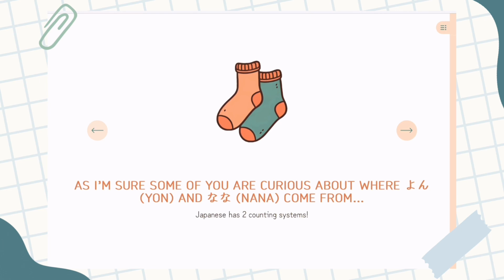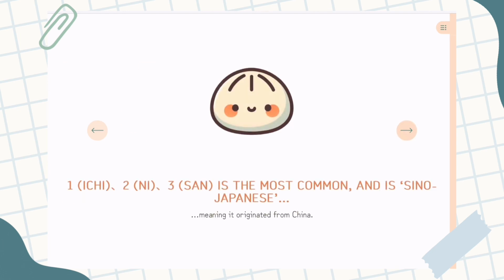As I'm sure some of you are curious about where yon and nana come from, Japanese has two counting systems, and this is actually really important. Not a lot of books I've noticed explain it like this, and I think it will make your life a lot easier later on if you think of it like this. So it has ichi, ni, san.